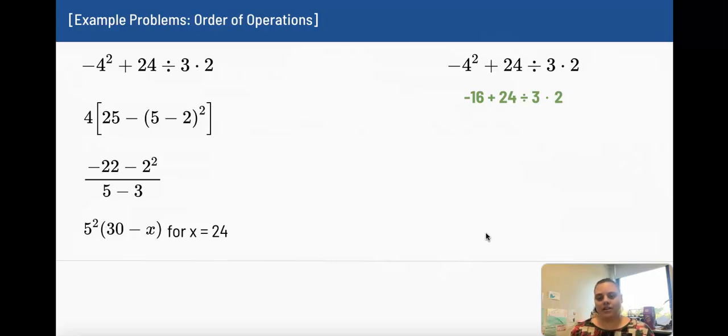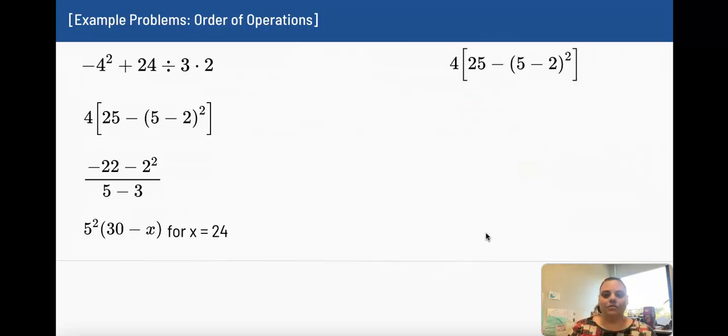Now we do multiplication and division, but we're going to do it from left to right. So as we read our expression, the first thing we get to is 24 divided by 3, which is 8, and then we multiply by 2, which is 16. So now we have -16 plus +16, which gives us a final answer of 0.